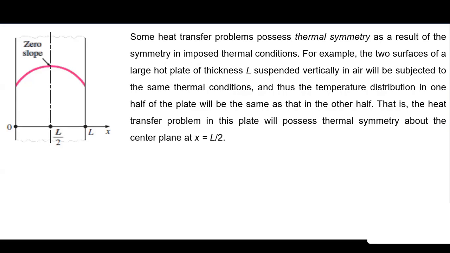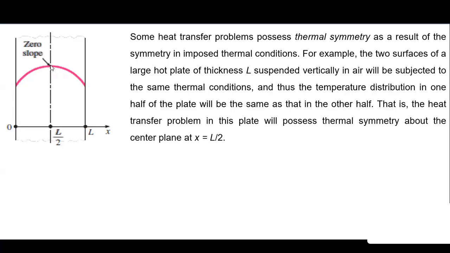It means that both sides are subjected to similar thermal conditions, and that is what is called thermal symmetry. So if such thermal symmetry is there, the temperature distribution in half of the plate will be the same as the other half, and this is how it is shown. The heat transfer problem in this plate will possess thermal symmetry about the center plane, that is at x equal to L by 2. So whatever is the temperature distribution in this half, a similar temperature distribution is going to be observed in the second half, and at the center we'll get the topmost point.